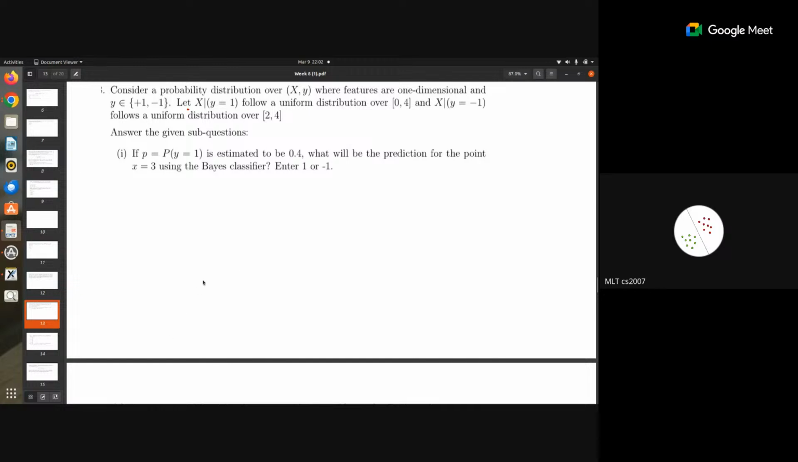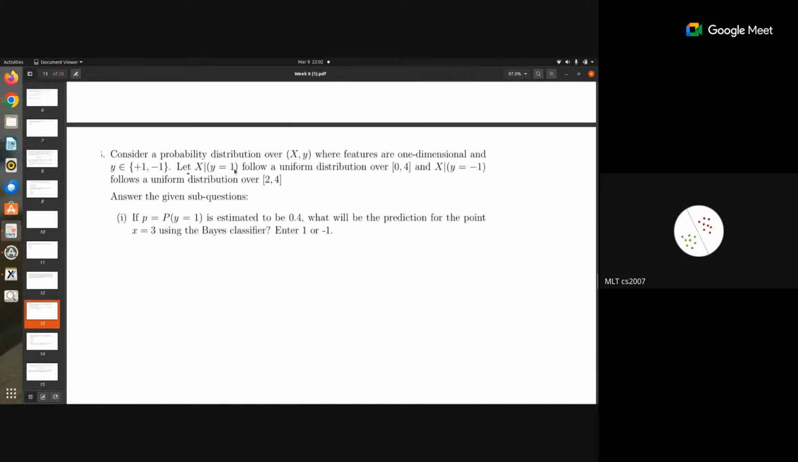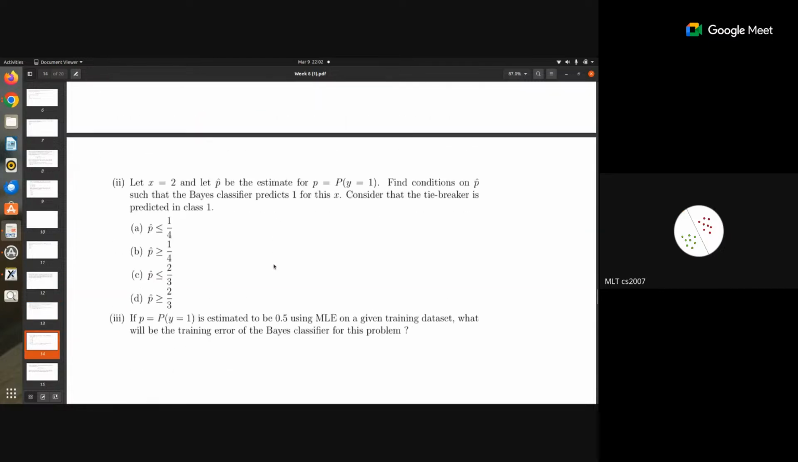So what is the prior probability here given to me? 0.48, and this is the MLE estimator. So basically the MLE estimator is coming from what? Okay, you just do it and then we'll discuss it maybe. It's fine.